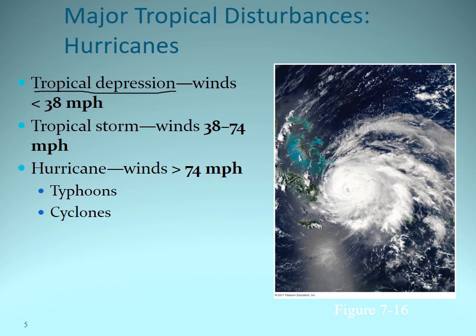Once it becomes a tropical storm, where winds are between 38 and 74 miles per hour, we start to name the storms. And naming schemes come up through various agencies, but in and around North America, we have the National Hurricane Center, and they create male and female names. If the winds become greater than 74 miles per hour, that's when we get a hurricane. And often a hurricane on a satellite will have a very distinct eye. And we'll talk about the differences between the eye and the eye wall in a minute here.